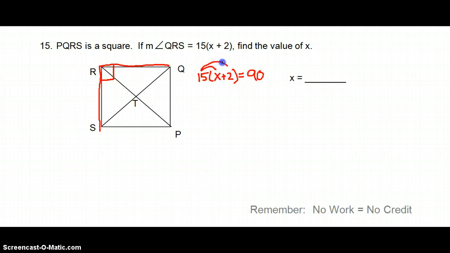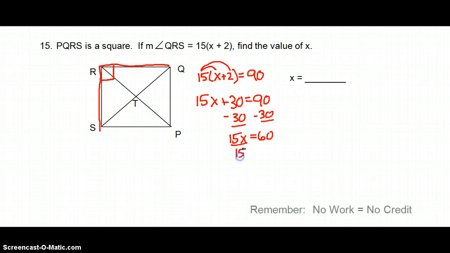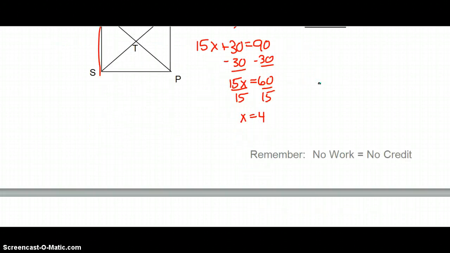First thing we'll do is distribute. So 15 times x plus 15 times 2 is 30 equals 90. We're going to subtract 30 from both sides. Leaves us with 15x equals 60. By 15 divided by 15, x equals 4. So 4 goes right there. That's number 15.